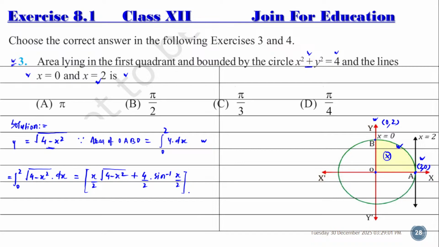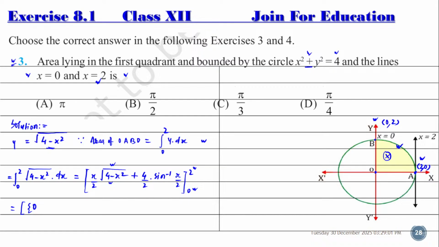Here the lower limit is 0 and the higher limit is 2. After putting the value of the lower limit and higher limit, we get: when x equals 2, then this part will be 0, so the total will be 0. So we write down here, when x equals 2, we get this part 0.